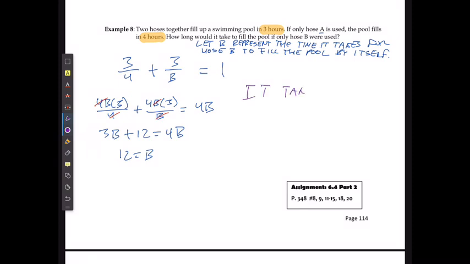It takes hose B 12 hours to fill the pool. And that is it for Chapter 6.